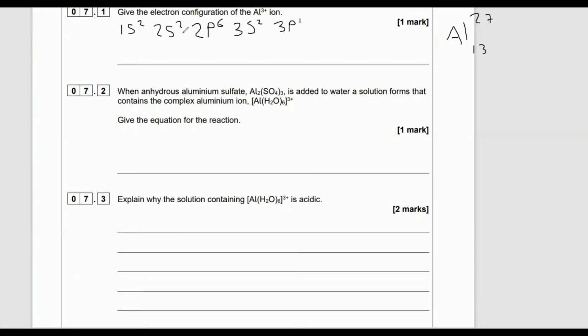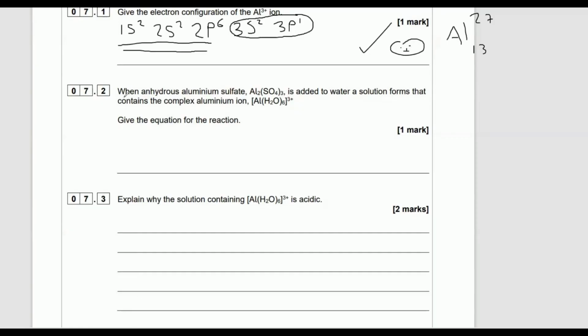So that is the electronic configuration of an aluminium atom. As it's a +3 ion, it's going to lose 3 electrons. So our electronic configuration is 1s2, 2s2, 2p6. Hopefully you got that correct.